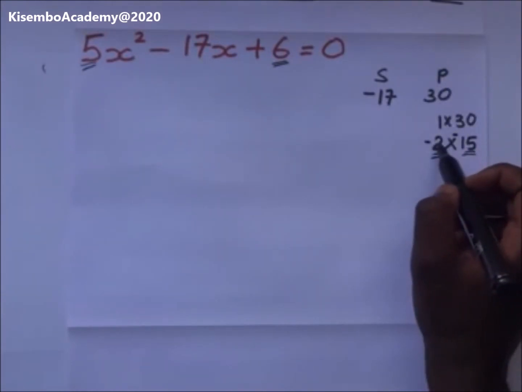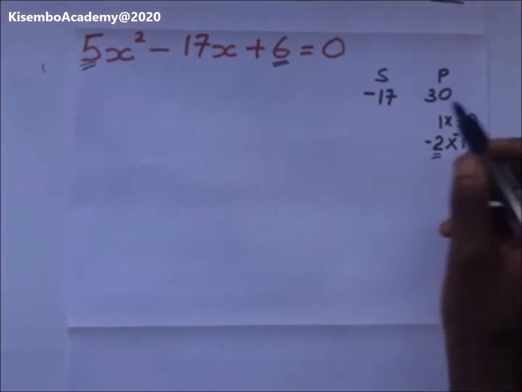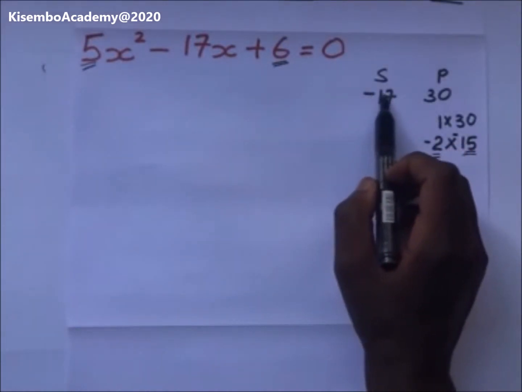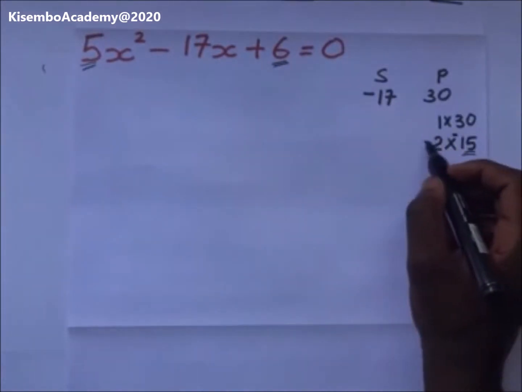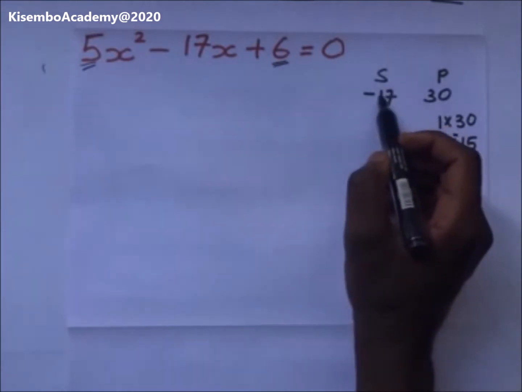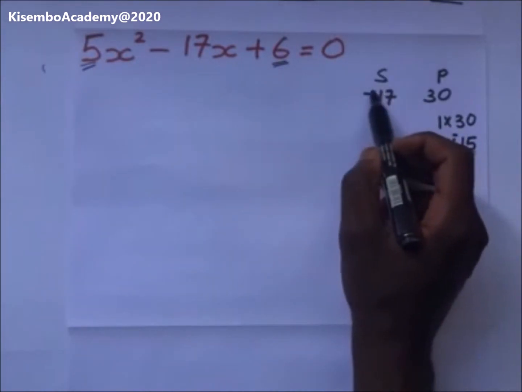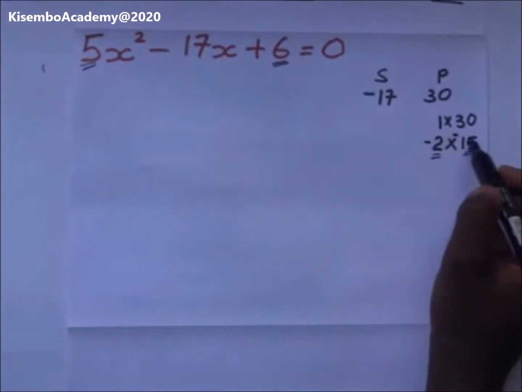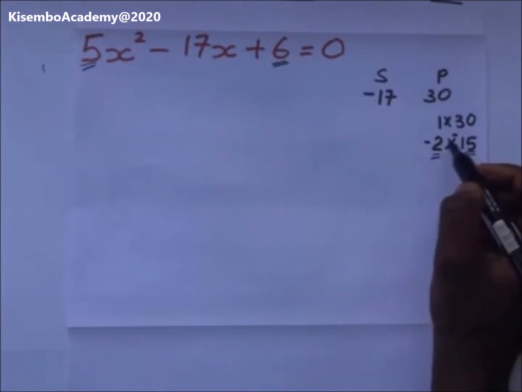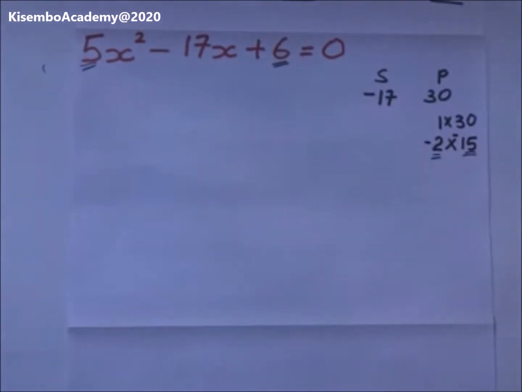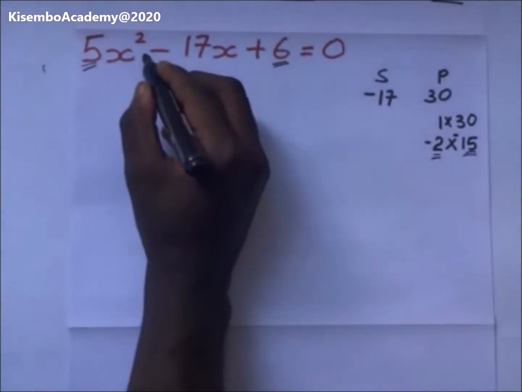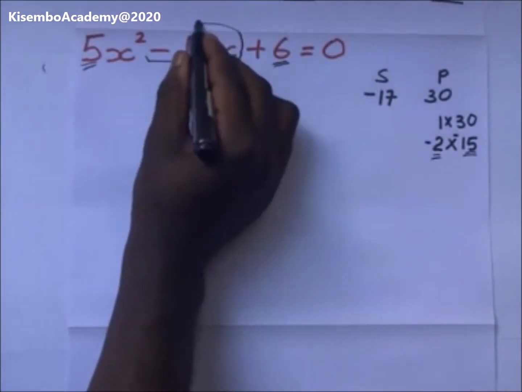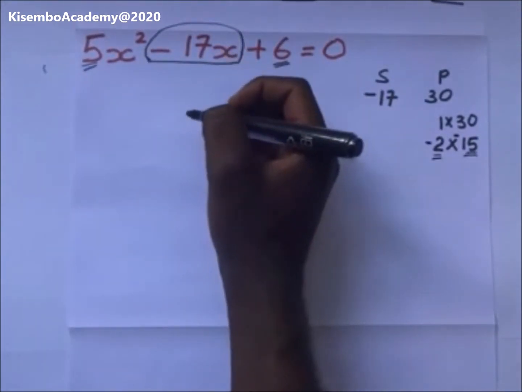So negative 2 plus negative 15 is going to give us negative 17. So it means the numbers negative 2 and negative 15 are giving us a sum of negative 17, and when we multiply them, they're giving us a product of 30. So we shall use these two numbers in trying to split this middle term into 2. So we continue with our working.